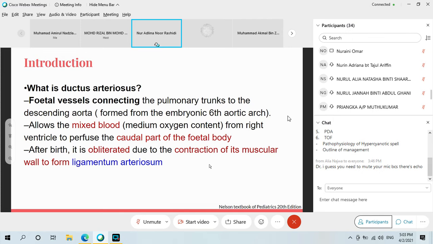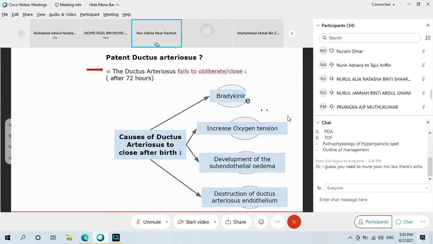Okay, what is ductus arteriosus? The ductus arteriosus is a fetal vessel that connects the pulmonary trunk to the descending aorta. This allows the mixed blood from the right ventricle to perfuse the caudal part of the fetus. After birth, usually after 2 to 3 days, it will close due to the contraction of its muscular wall, forming the ligamentum arteriosum.